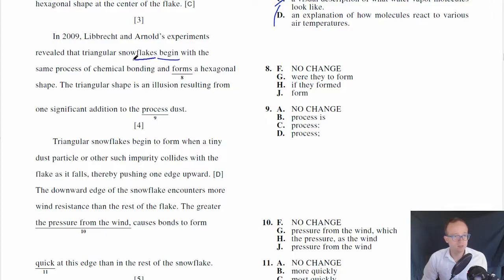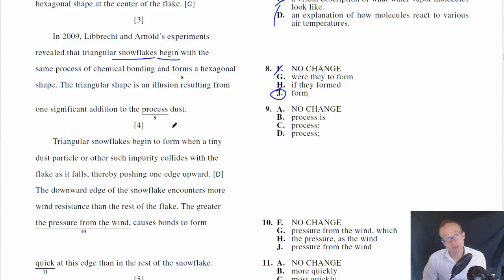Triangular snowflakes begin with the same process of chemical bonding. So snowflakes is plural. We have the plural "begin." We also want the plural of "forms." So "forms" is for a singular: a snowflake forms. Multiple snowflakes form. This is a compound verb, begin and form. The triangular shape is an illusion resulting from one significant addition to the process, dust.